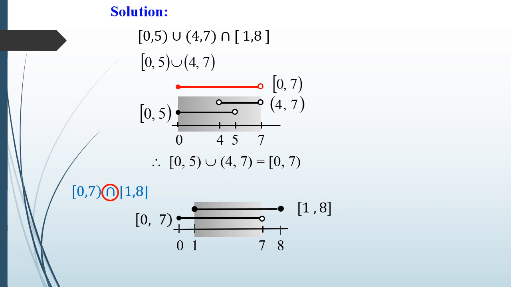So 1 we include on both sides, so we have the closed bracket for the 1. How about 7? We don't have 7 on the first side, so empty dot. That's why the answer is closed bracket at 1, open bracket at 7.